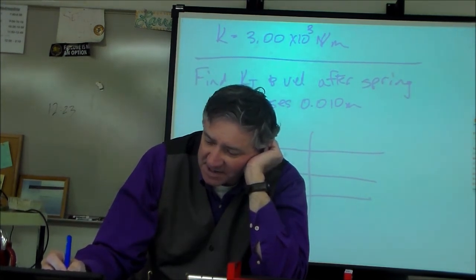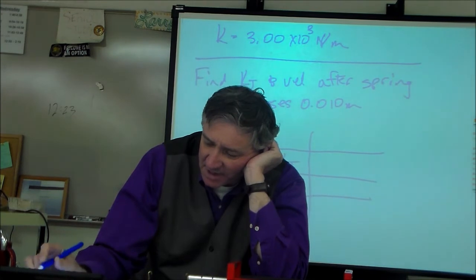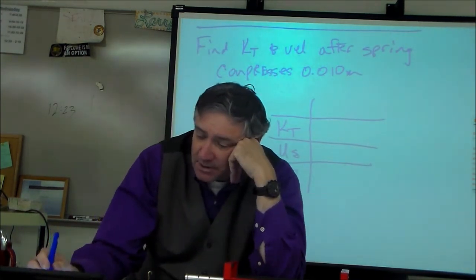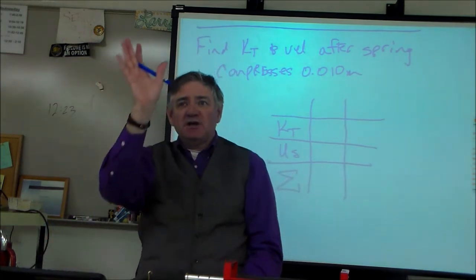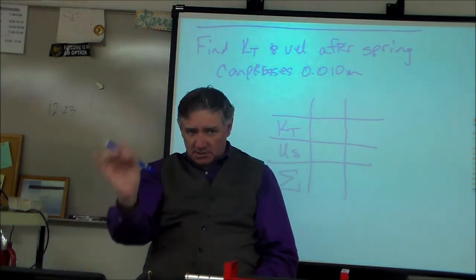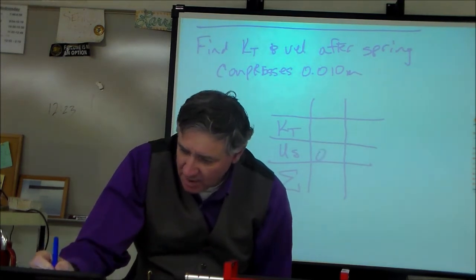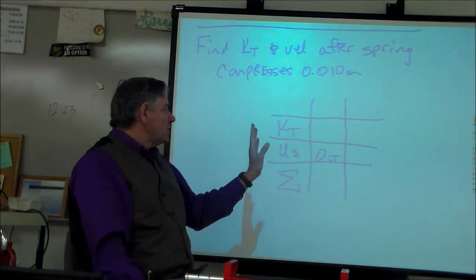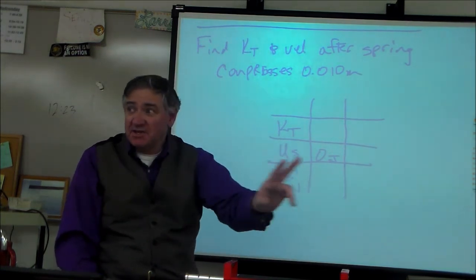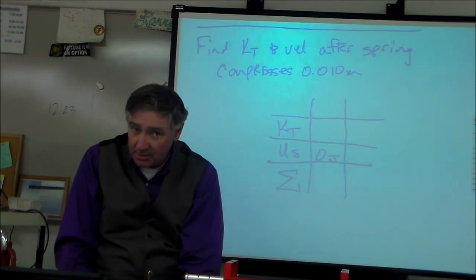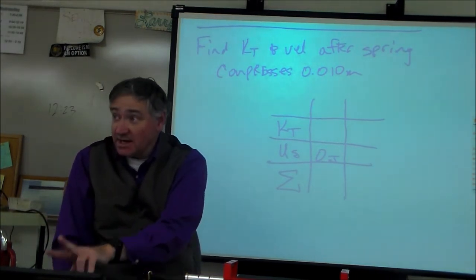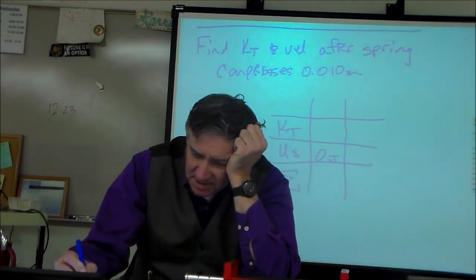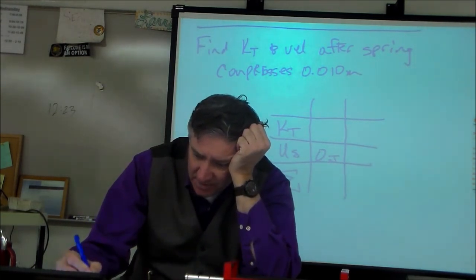So we can have kinetic energy, we can have Us, and we're going to have the sum, right? Initially, how much Us is there? Zero. We have no Us. Do I have enough information to calculate the kinetic energy? Yes, because I know mass and I know velocity. So kinetic energy is going to be 1/2 mv squared.